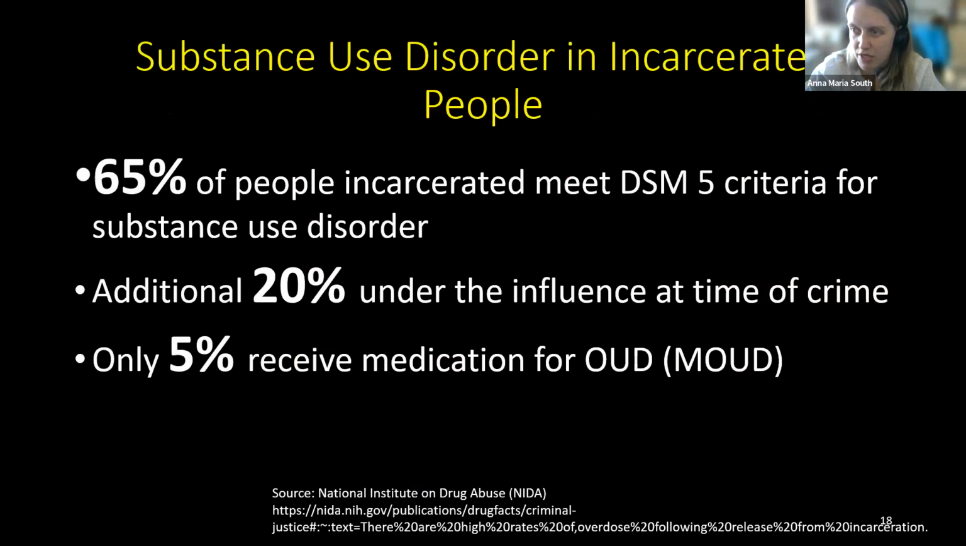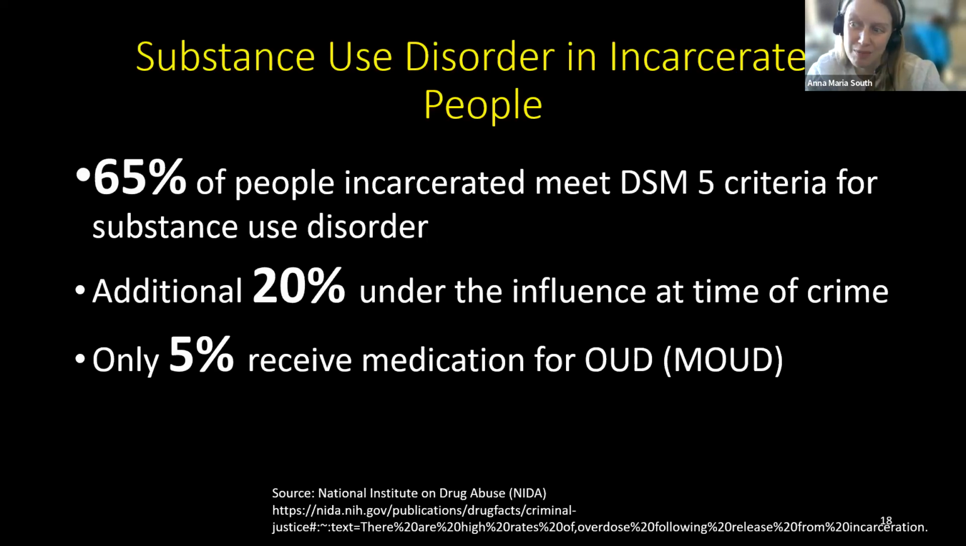About 65% of people meet the DSM-5 criteria. So that's the criteria we use to diagnose a substance use disorder. And I want to highlight that this says substance use disorder. It doesn't say opioid use disorder. So we don't even know which substance use disorder. We are not even diagnosing what substance use disorder specifically it is. This could be alcohol use disorder, cocaine use disorder, stimulant use disorder, benzo use disorder, opioid use disorder, multiple substance use disorders.